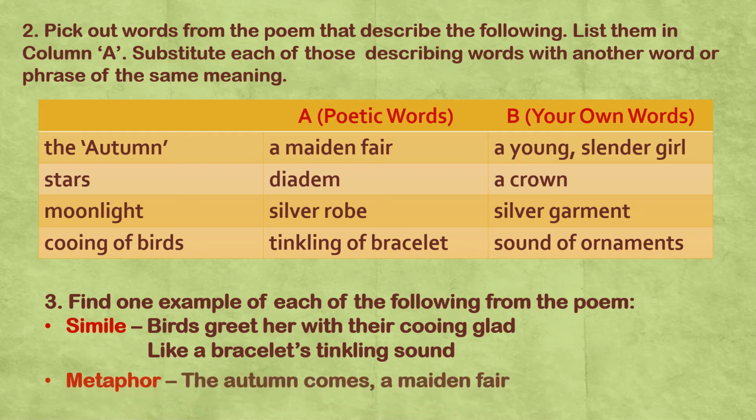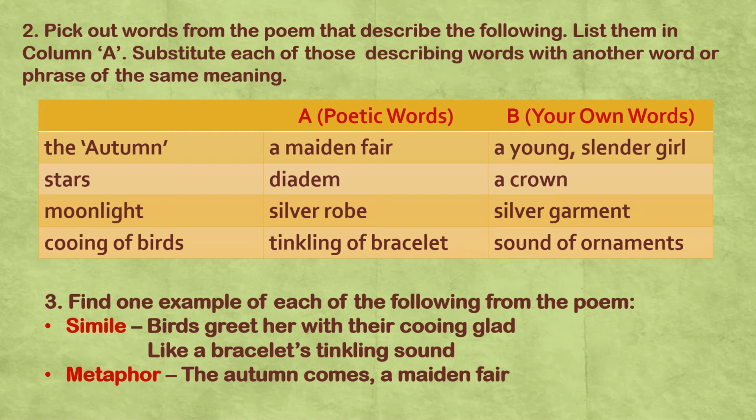A metaphor: the autumn comes, a maiden fair. So we are not saying the autumn comes like a fair maiden. We are just saying, directly comparing autumn to a maiden, and that figure of speech is called a metaphor.